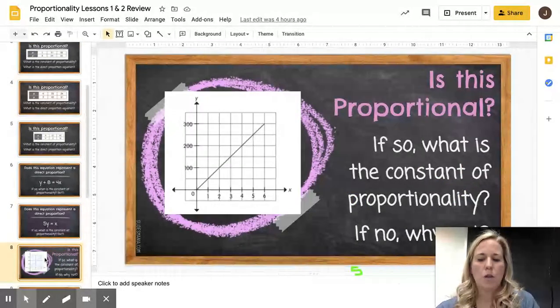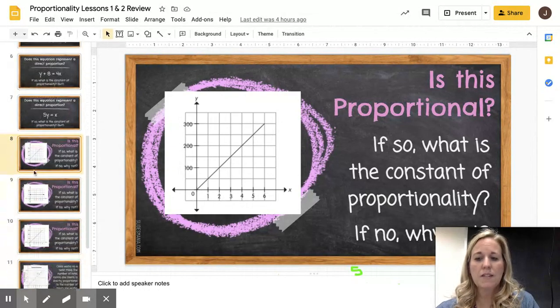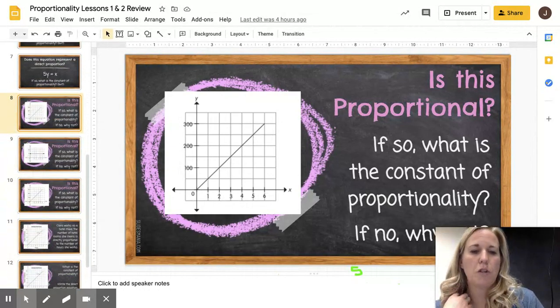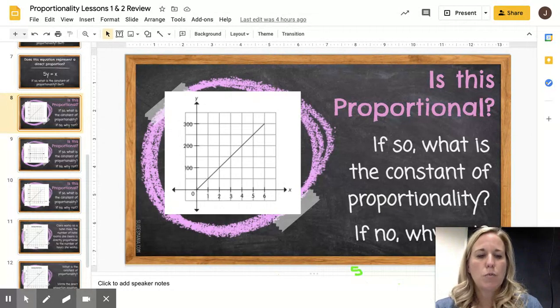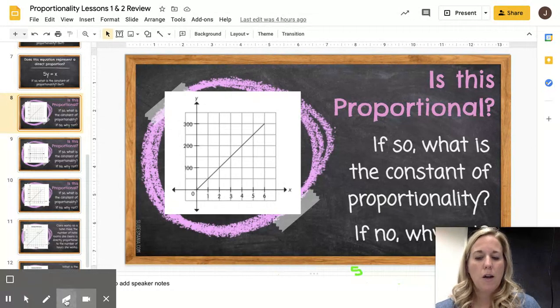Okay, let's look at the next problem. Is this proportional? So for the next few, we're going to be looking at the graphs and just saying, yes, it's proportional, or no, it's not. And then if it is proportional, tell me what the constant of proportionality is. And if not, then say why it's not proportional. So pause and decide.